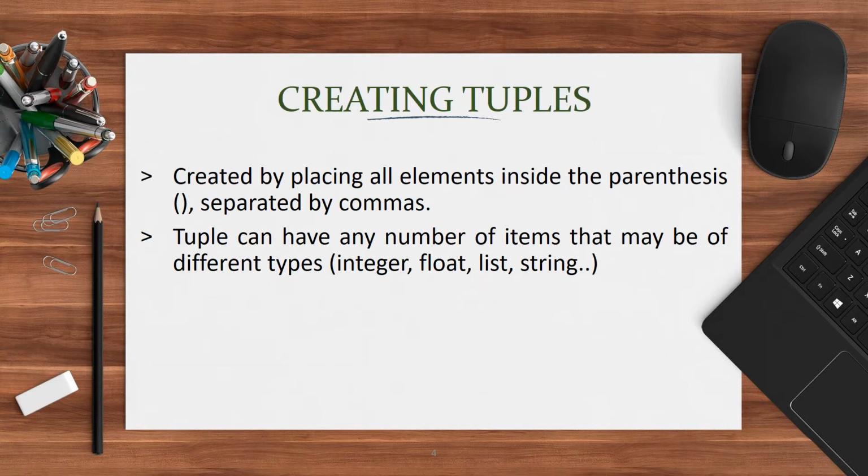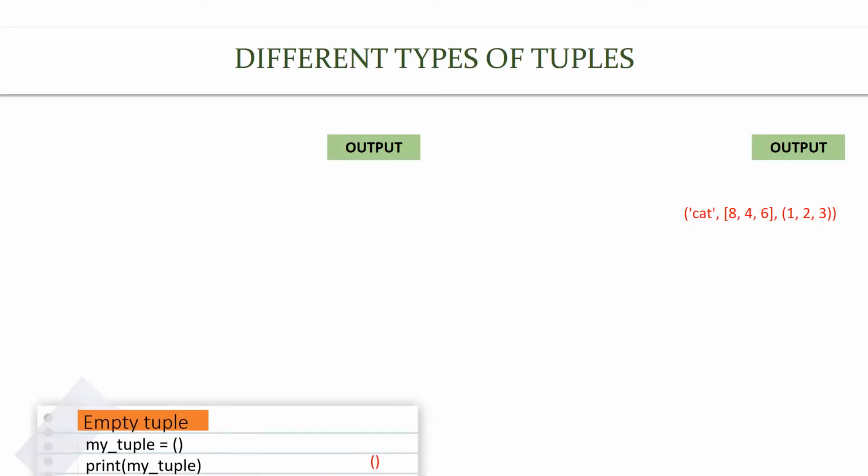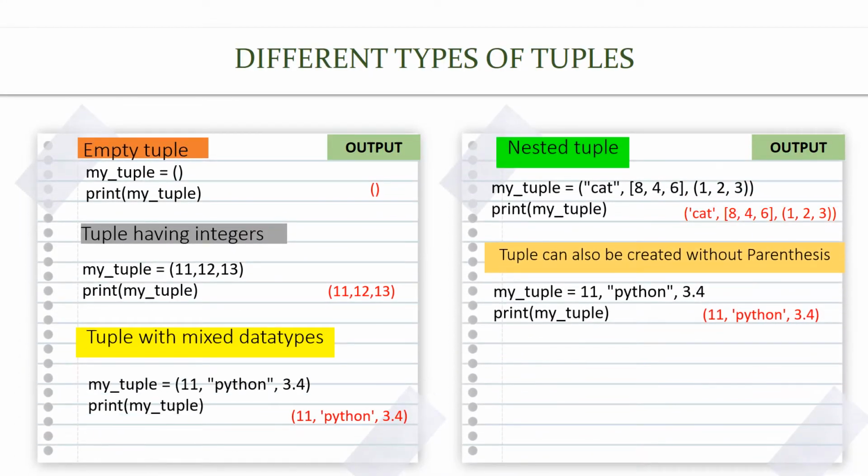Now, let us see how we are going to create tuples. A tuple is created by placing all elements inside parentheses, separated by commas. Tuples can have any number of items, which may be of different types. It can be an integer, float, list, or whatever it may be. Here are some examples of the different types of tuples: an empty tuple, a tuple of integers, a tuple with mixed data types, and a nested tuple.